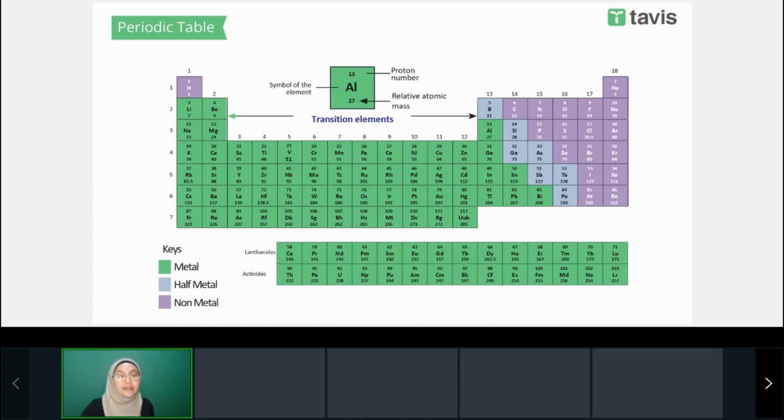Now, let's go to the periodic table. We learned this during lower secondary. The first thing that you should know about the periodic table is that it is standardized all over the globe. No matter what country you are in, we are using the same periodic table. The periodic table is arranged in increasing proton number.